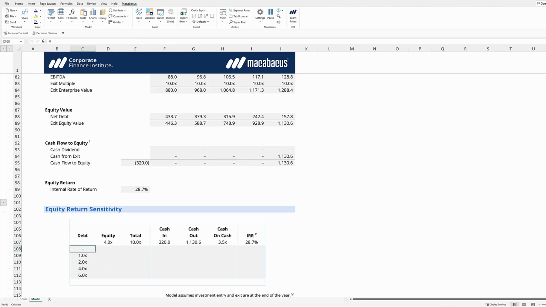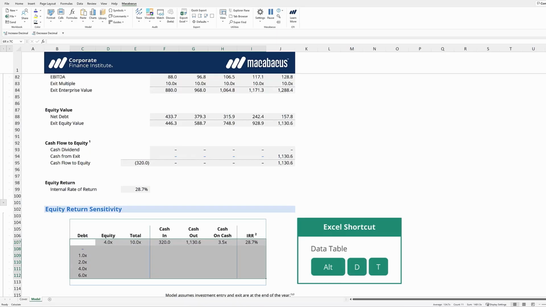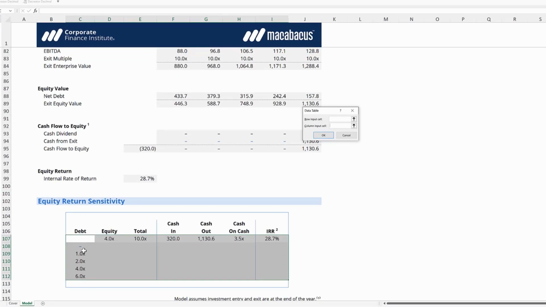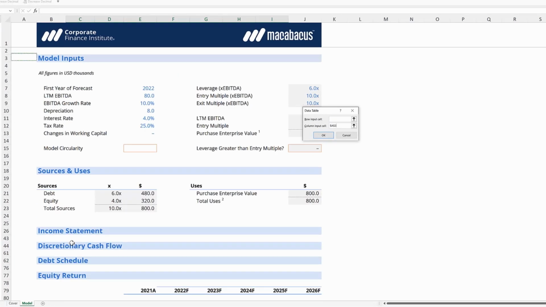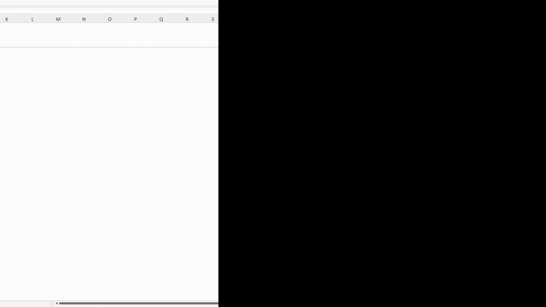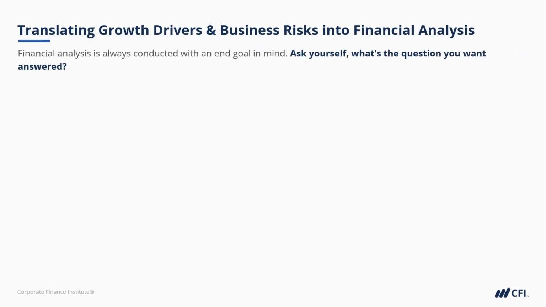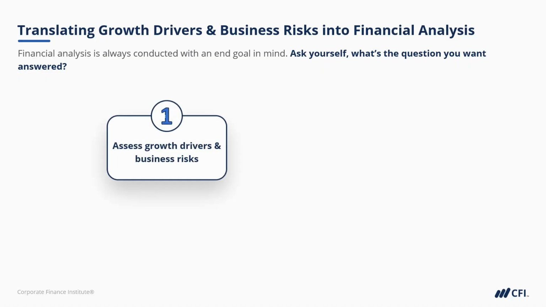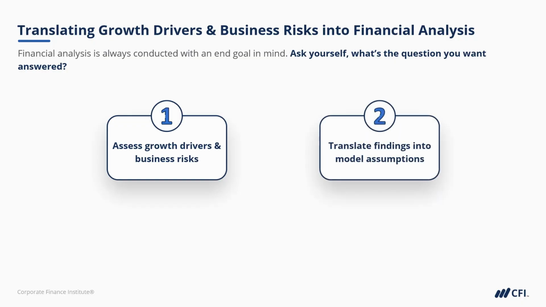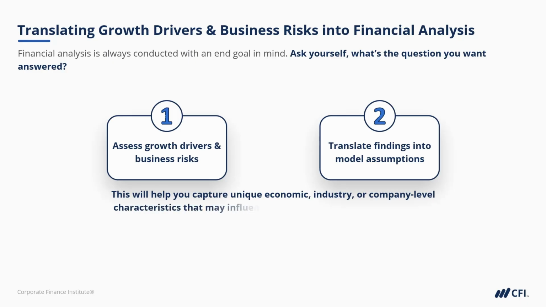Perhaps you are a private equity analyst looking at potential merger or acquisition opportunities within your portfolio. The question could be, would buying or merging with this company be a smart financial decision? In order to answer these questions, an analyst must first be able to assess growth drivers and business risks, as we've covered here. Then they must take these findings and translate them into model assumptions. This is what will help you capture unique economic, industry, or company-level characteristics that may influence success or failure for a business.